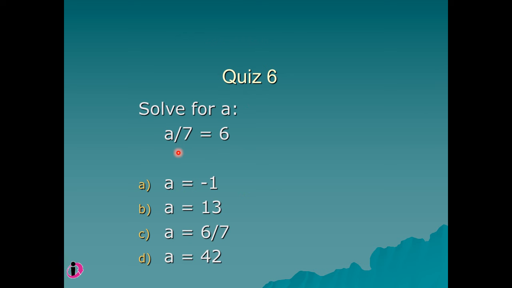All right, this is interesting. You have A divided by 7. Remember, the unknown is A here. How do you solve it? You multiply, because it's division. Multiply by what? 7, both sides. So A equals 42 now. The right answer is D.